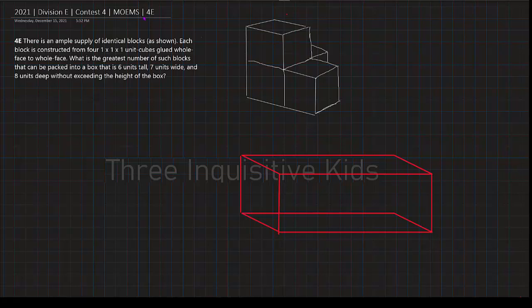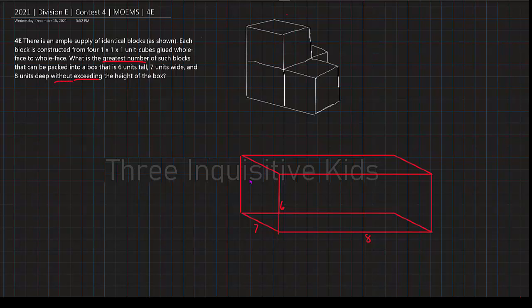2021 Division E Contest Format Olympiad for E. There is an ample supply of identical blocks as shown. Each block is constructed from 4 1 by 1 by 1 unit cubes glued whole face to whole face. What is the greatest number of such blocks that can be packed into a box that is 6 units tall, 7 units wide, and 8 units deep, without exceeding the height of the box?